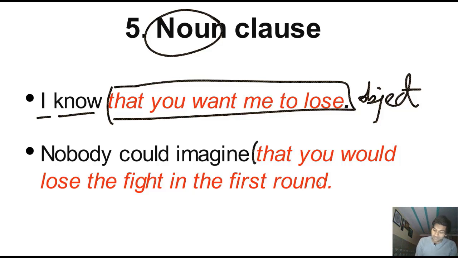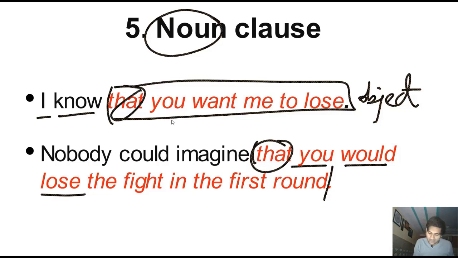Nobody could imagine. Imagine what? There has to be something that you imagine, right? Nobody could imagine that you would lose the fight in the first round. It's a noun clause. Conjunction, subject, verb phrase, right? It's a noun clause. Conjunction, subject, verb.